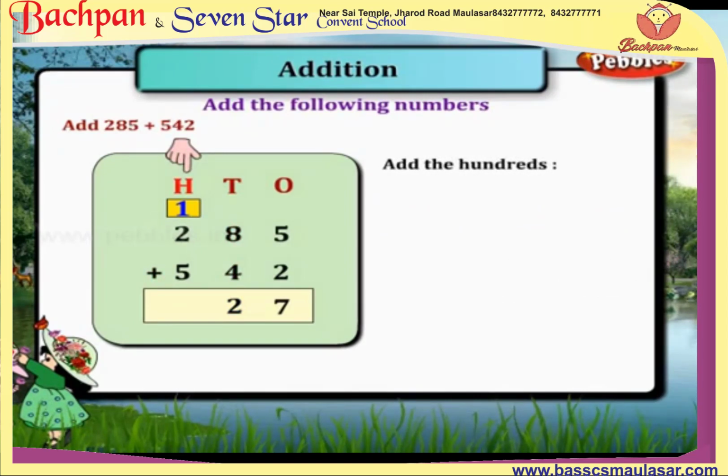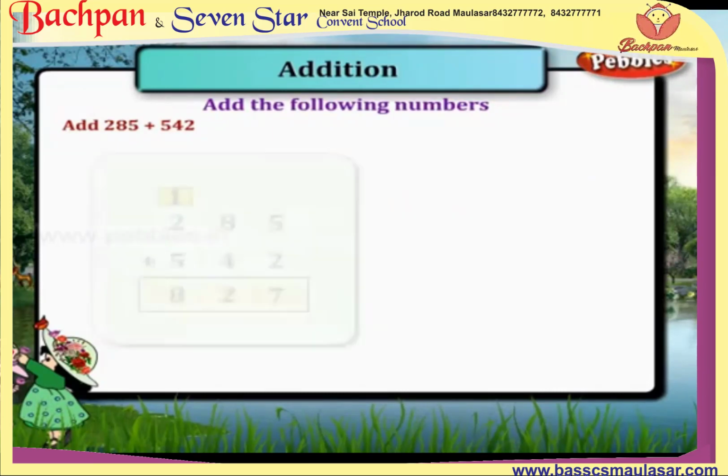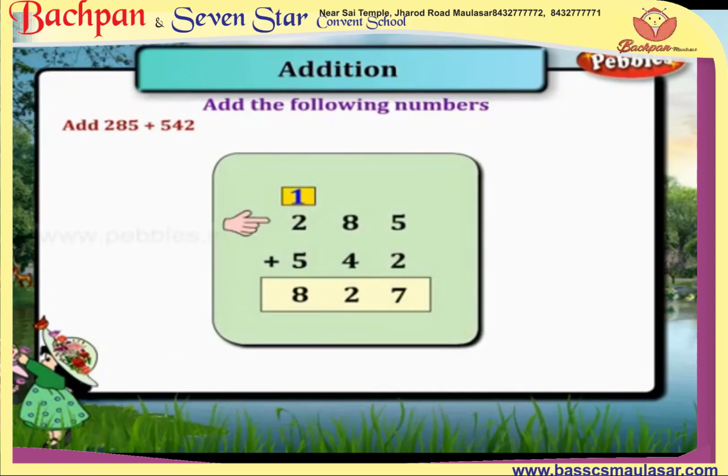Now add the hundreds. 1 plus 2 plus 5, and that is equal to 8. Write 8 in the hundreds column. So by adding 285 to 542, we get 827.